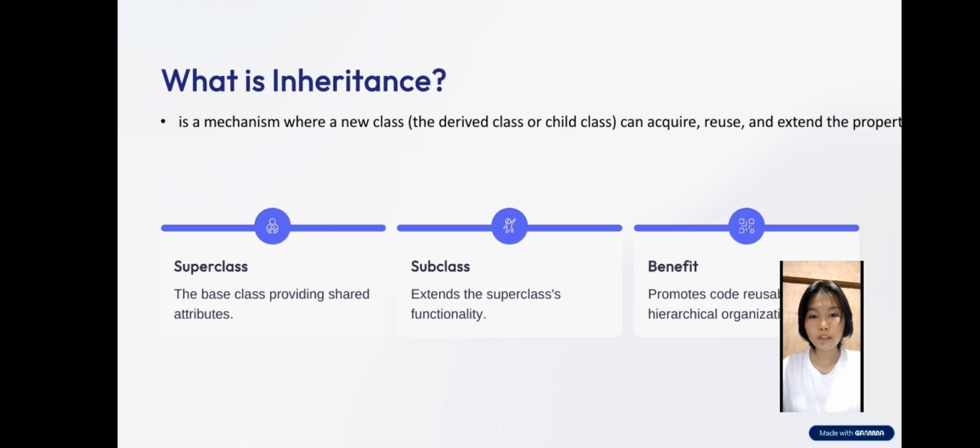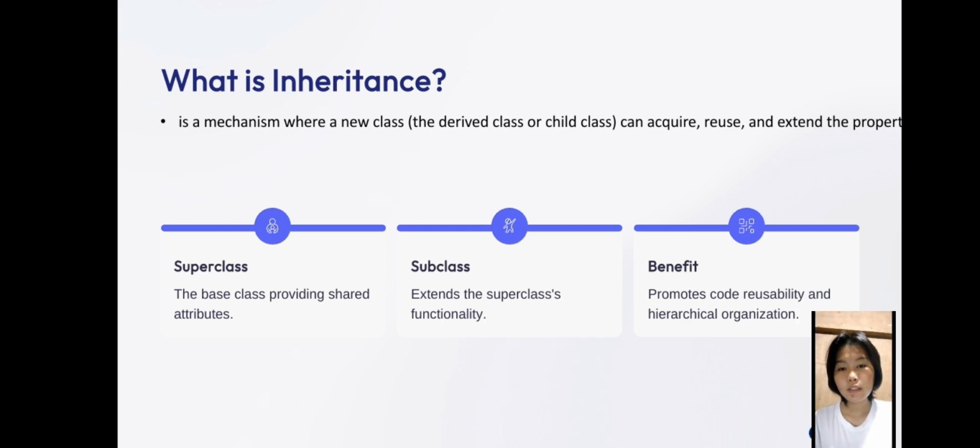So, what is inheritance? Inheritance is one of the fundamental concepts of object-oriented programming, and it allows a new class called subclass or child class to acquire the properties and methods of an existing class called superclass or parent class. And also, this concept helps programmers to use existing code instead of rewriting it, making it easier to manage and extend. Next is the subclass and superclass.